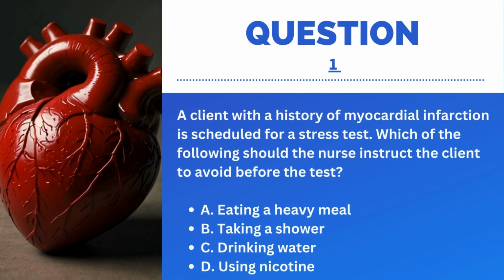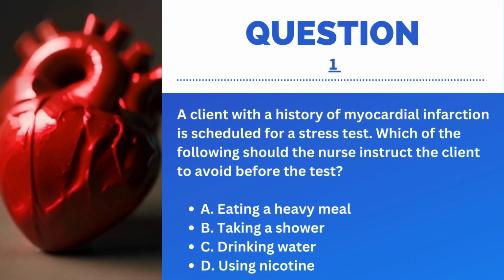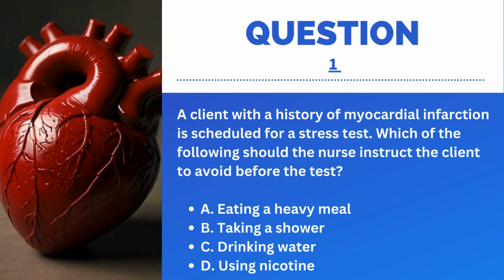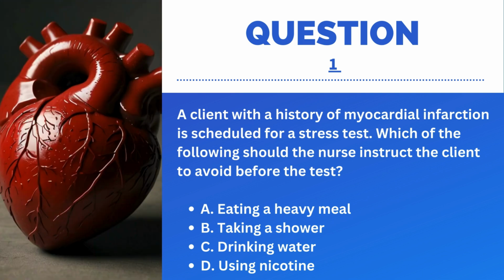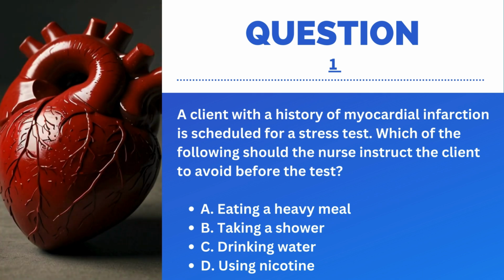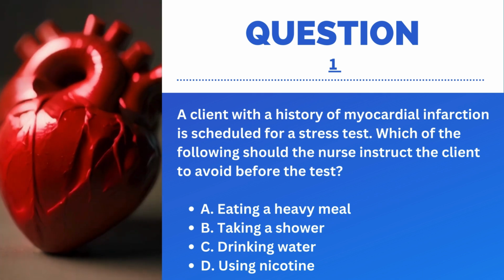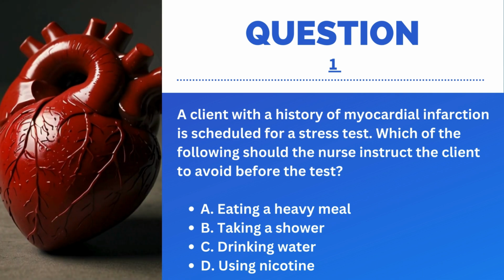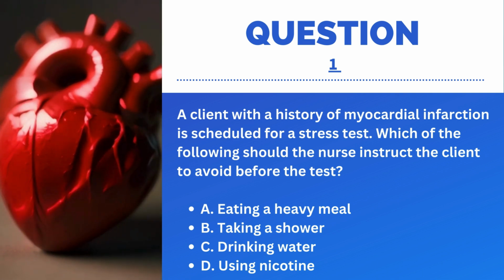Question number 1. A client with a history of myocardial infarction is scheduled for a stress test. Which of the following should the nurse instruct the client to avoid before the test? A. Eating a heavy meal. B. Taking a shower. C. Drinking water. D. Using nicotine.